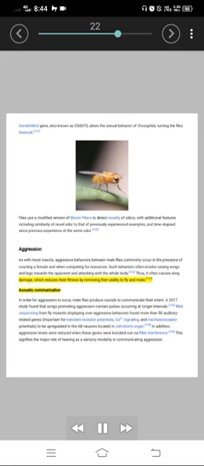134. Acoustic communication. In order for aggression to occur, male flies produce sounds to communicate their intent. A 2017 study found that songs promoting aggression contain pulses occurring at longer intervals.